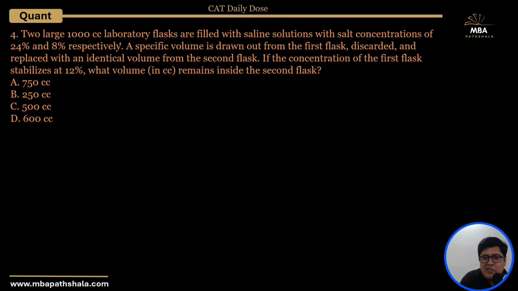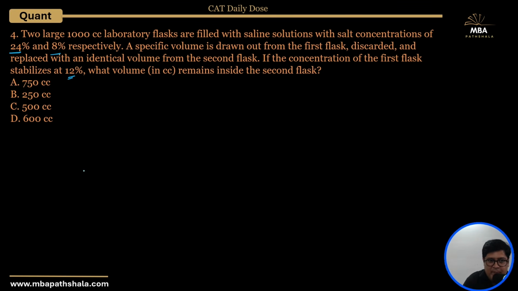Two large 1000 cc laboratory flasks are filled with saline solutions with salt concentration of 24%, 8% respectively. A specific volume is drawn out from the first flask and discarded and replaced with identical volume of second flask. If the concentration of the first flask stabilizes at 12%, what volume in cc remains inside the second flask?